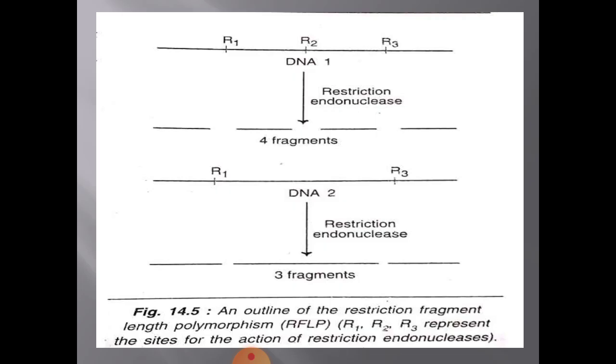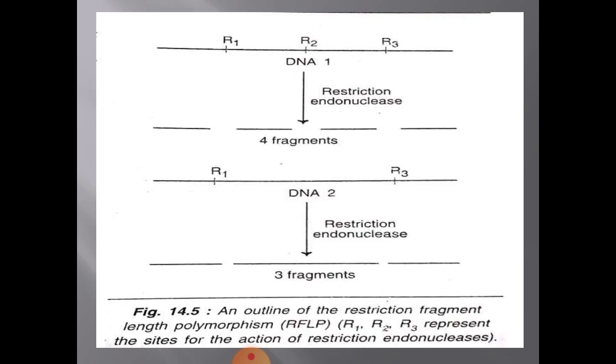Alright. And when you cleave them with restriction endonucleases, you will get 4 fragments. I had already told you that you get n plus 1 number of fragments, where n is the number of restriction sites. Here there are 3 restriction sites, n is equal to 3. So n plus 1, the outcome is you will get 4 fragments. Okay. This is the fate of DNA molecule 1 after subjecting it to restriction digestion.